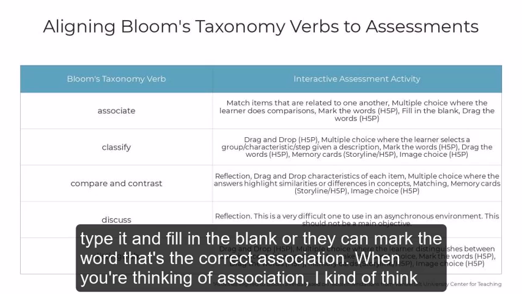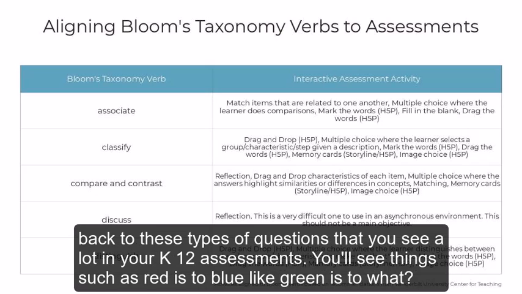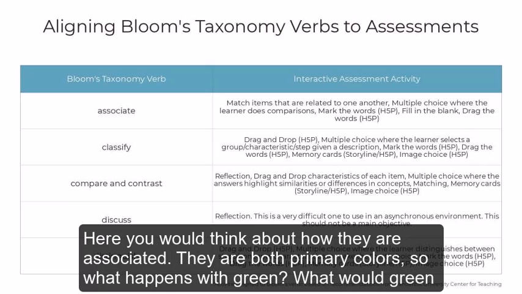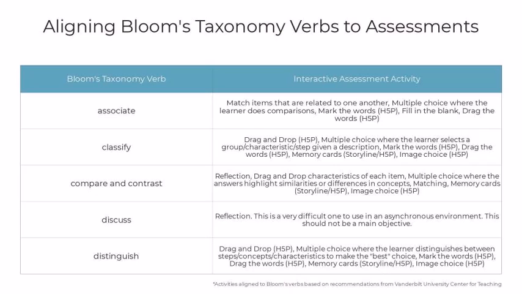When you're thinking of association, I kind of think back to these types of questions that you see a lot in your K-12 assessments. You'll see things such as red is to blue like green is to what? Here you would think about how they are associated. They are both primary colors, so what happens with green? What would green be associated with from there?